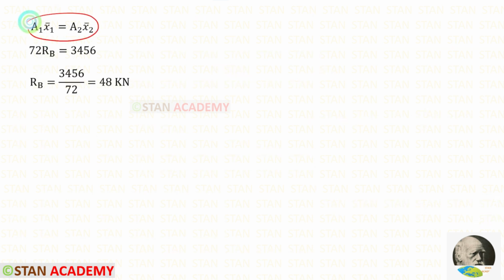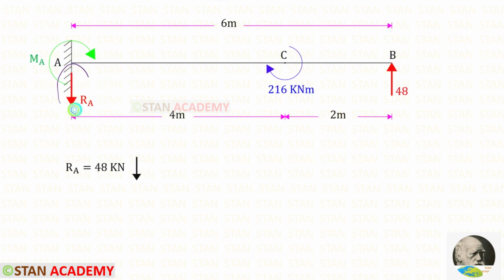In this expression, we have found both of them. Let us apply them. In this way, for RB, we will get 48 kilonewton. Now let us find RA. In this beam, there is no load, so the values of RA and RB will be same, but they will be in the opposite directions. RB is acting in the upward direction, so RA should be acting in the downward direction.